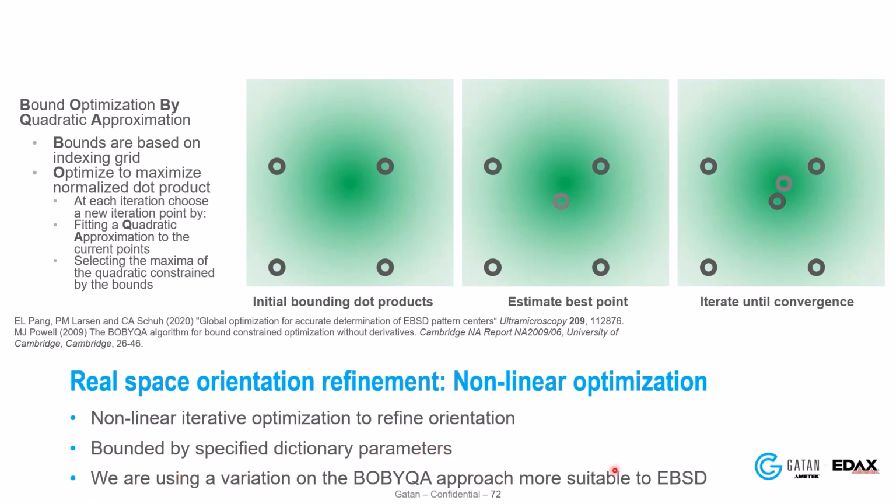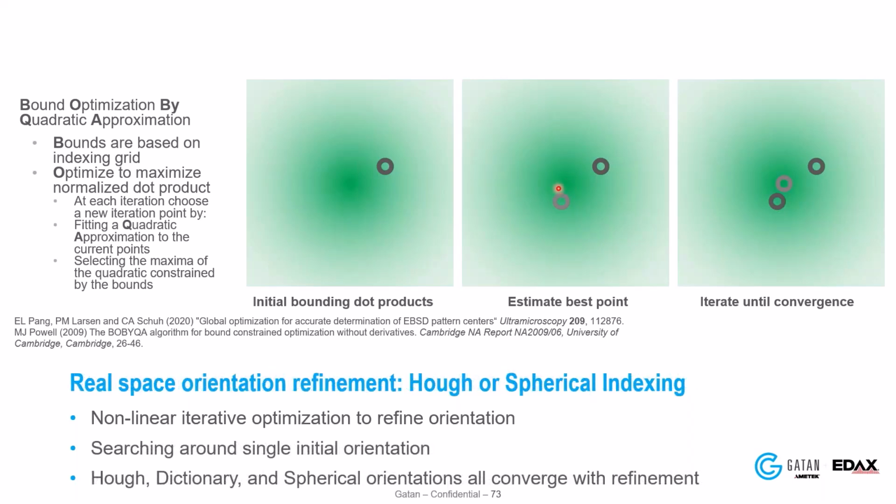There's a slight variation of how we make it suitable for EBSD, but you can look at this paper for more information. But basically, it's a way that we can make this orientation refinement faster. And then when we do it with Hough or spherical indexing, we no longer have adjacent measurements to work with. We're just starting with a single measurement. But again, we estimate the best point and then iterate until we reach convergence.